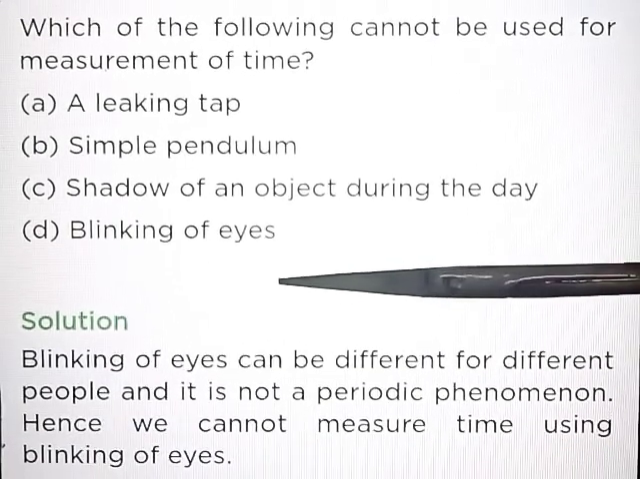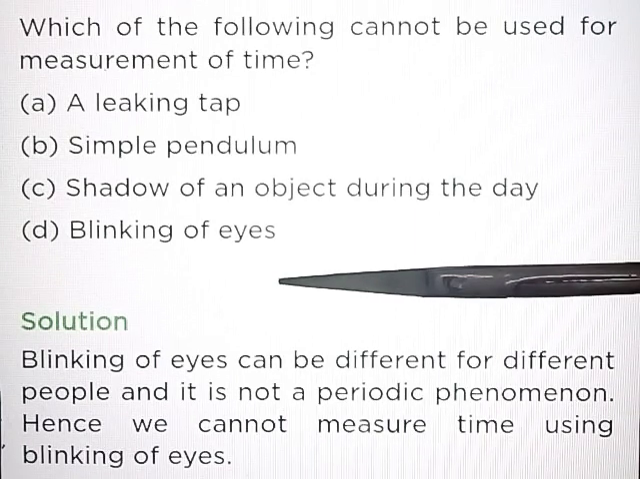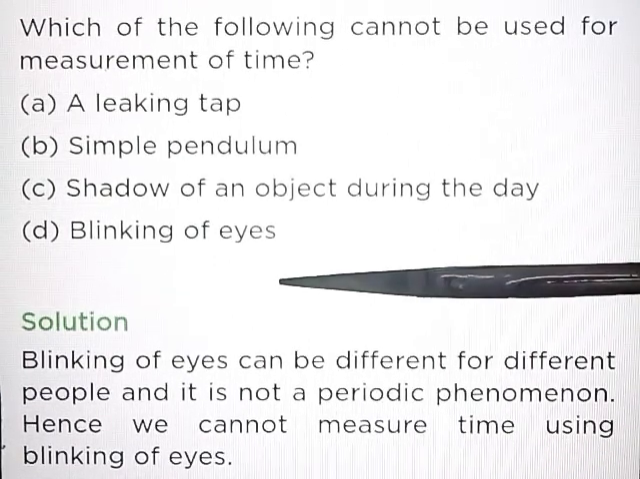Answer, blinking of eyes can be different for different people and it is not a periodic phenomenon. Hence, we cannot measure time using blinking of eyes.